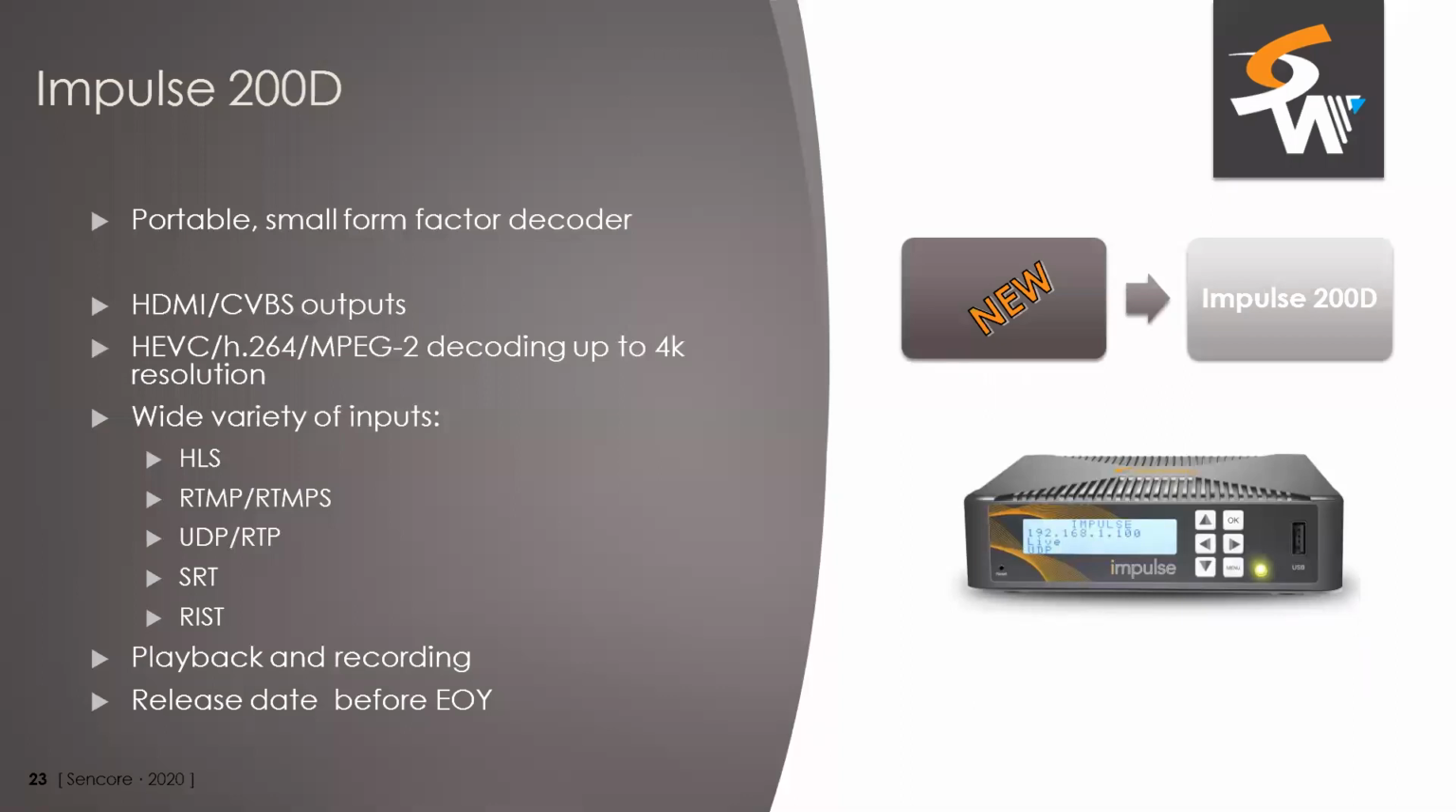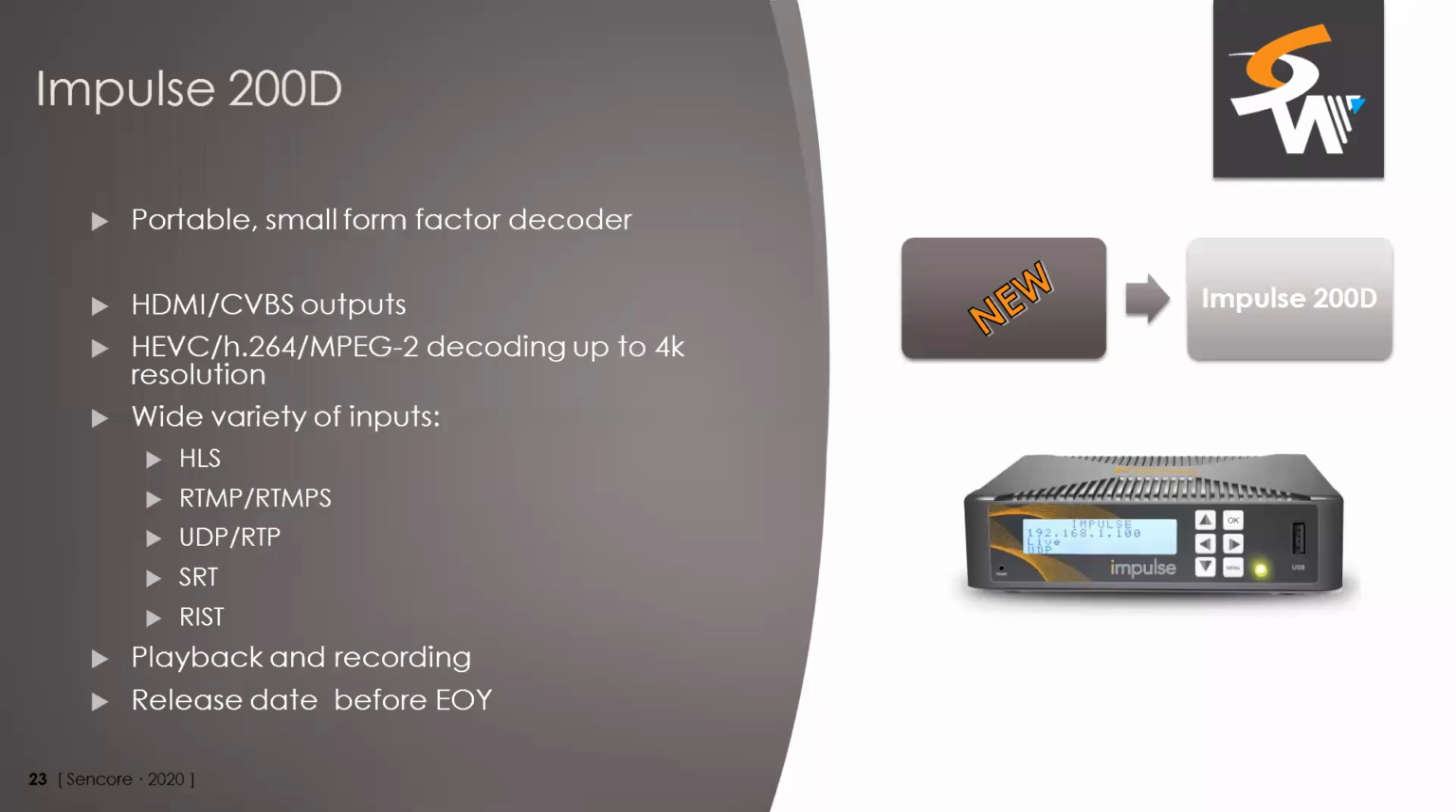Impulse 200D is a new product that we have started to work on right now. The idea is to develop a small form factor decoder device for a wide variety of applications, but mostly for decoding channels which are transported over the public internet. For example, HLS and RTMP, if the content was created by 100 or 200E products, but this unit will also have the capability to receive other common protocols like SRT, RIST, or potentially even ZIXI.